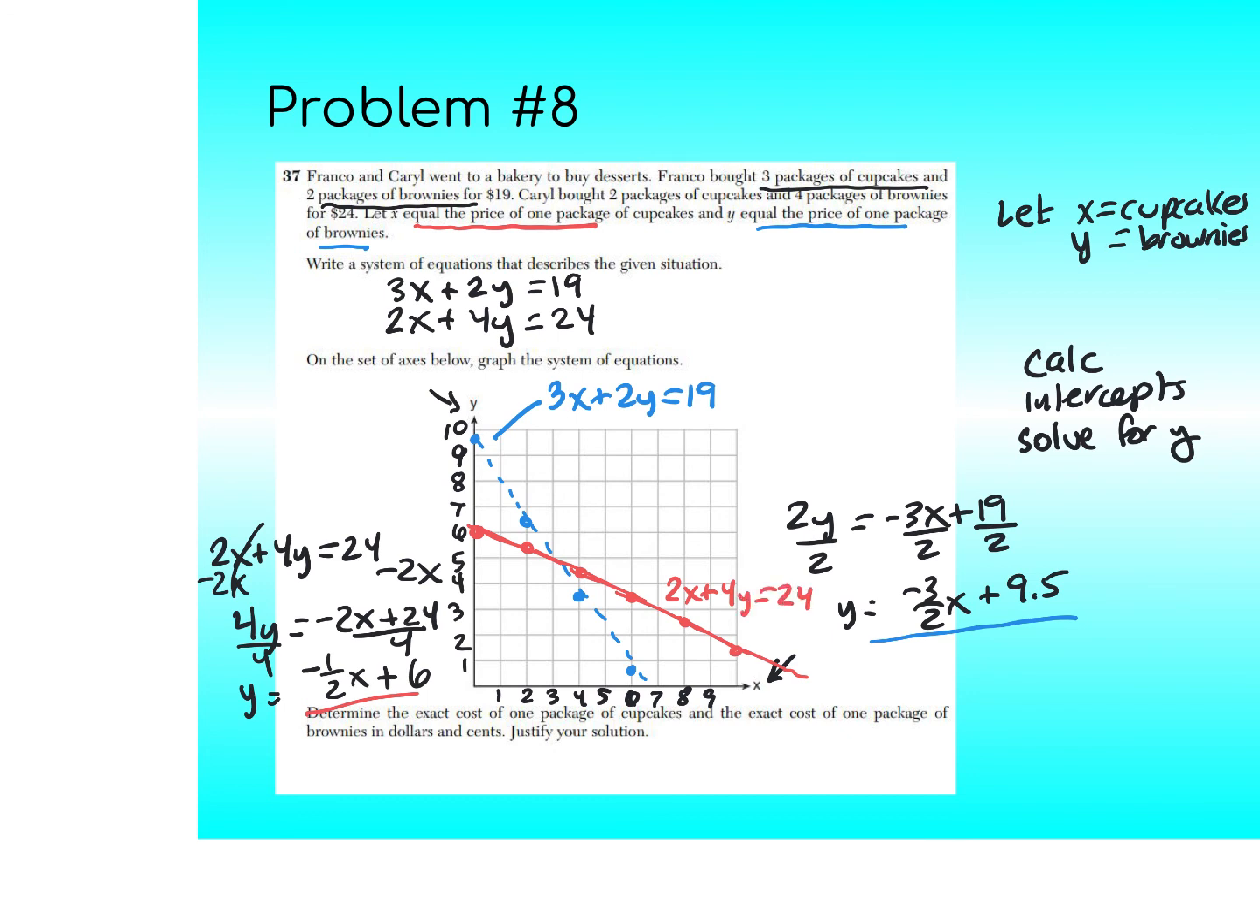It now says determine the exact cost of one package of cupcakes and the exact cost of one package of brownies. So they've had you graph, and it says justify your solution. So now you're going to need to go back and use your elimination method to come up with your actual answer for the cost. So they're kind of making you do it by graphing and with elimination. So you can be checking this with your calculator, but it does say justify your solution, so you'll need to show some work. Your justification is there. And that wraps up the practice.